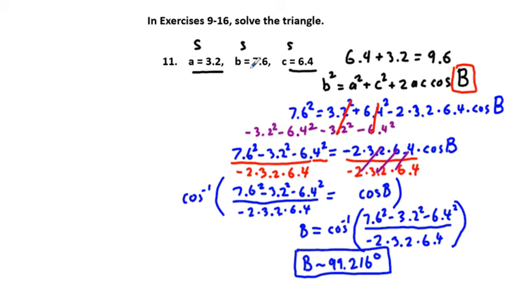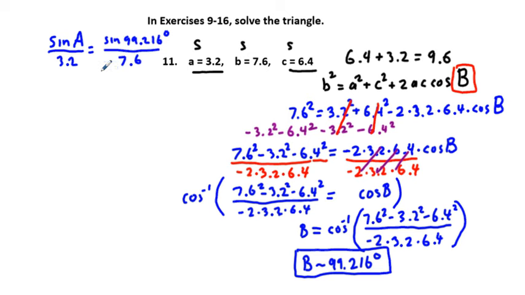And so we're going to solve for the smallest angle first from what's remaining. So I'm going to put sine of this angle A, which we do not know, over 3.2 is equal to sine of angle B, which is going to be sine of 99.216 degrees over side B, and side B is 7.6.